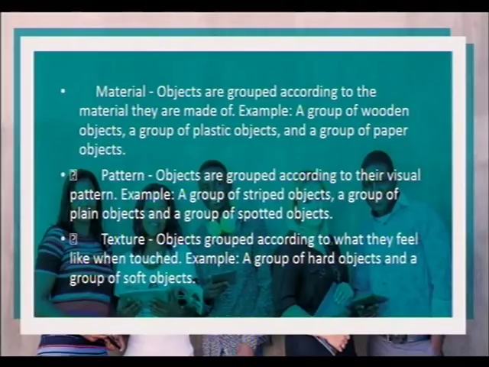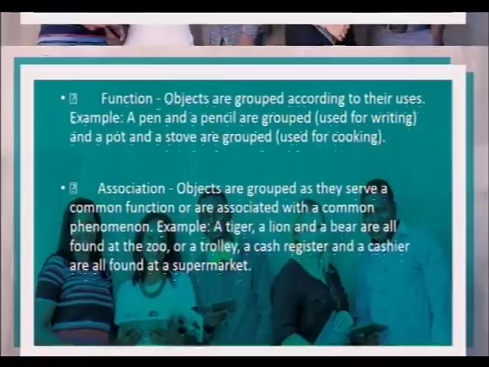Pattern. Pattern can be plain objects or a group of spotted objects. There must be a pattern in how we are grouping such objects. We have texture. Objects grouped according to what they feel like, like hard objects or soft objects, or rough or smooth. We are describing or classifying them according to how they feel.